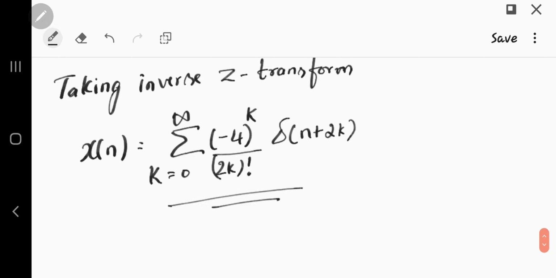Inverse transform using power series expansion as well as partial fraction expansion. I hope you have understood this power series expansion.